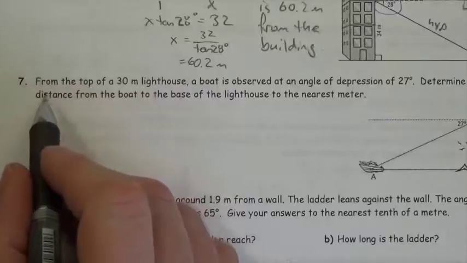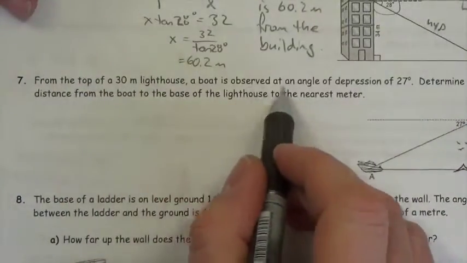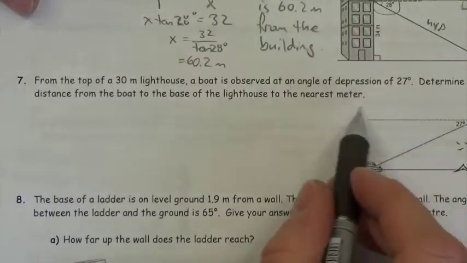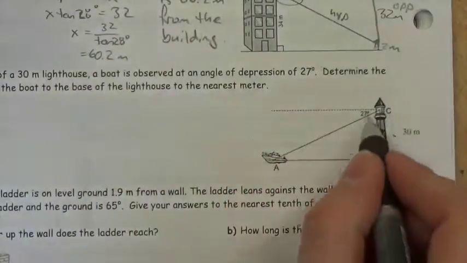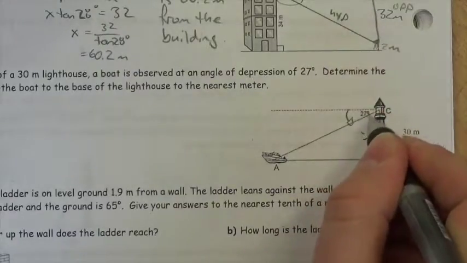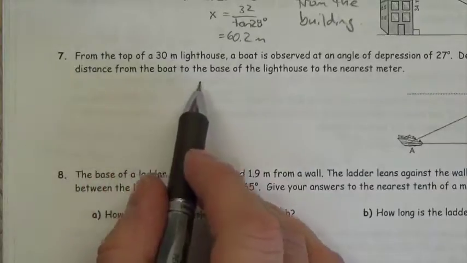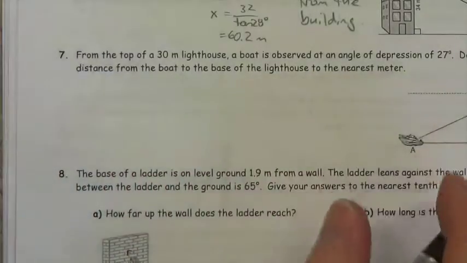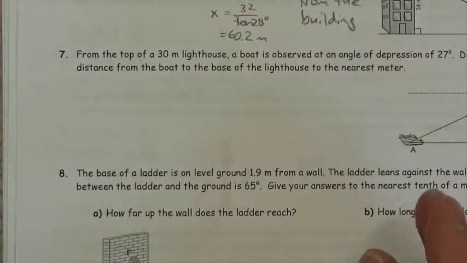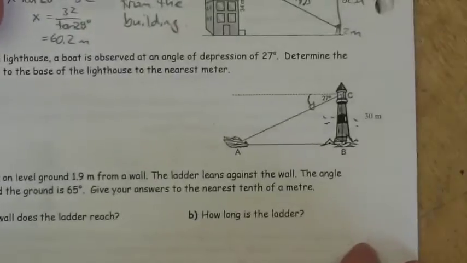So in this question we read that from the top of a 30-meter lighthouse, a boat is observed at an angle of depression of 27 degrees. Now remember, the angle of depression is from the horizontal down. So there's my 27 degrees here. We want to determine the distance that the boat is from the lighthouse. This is very similar to the previous question, except it is in some sense just a little bit easier because there's none of that additional bit of information that you need to solve this.